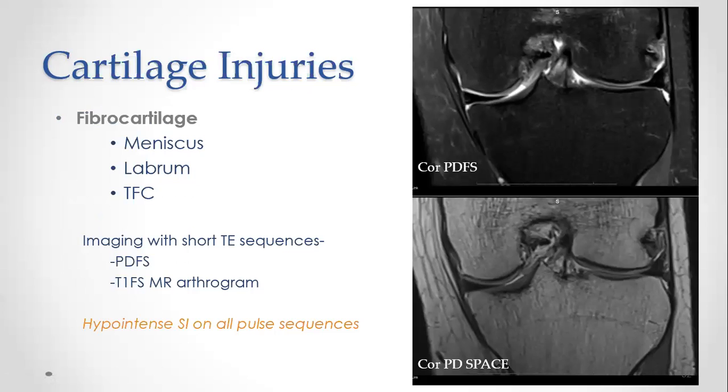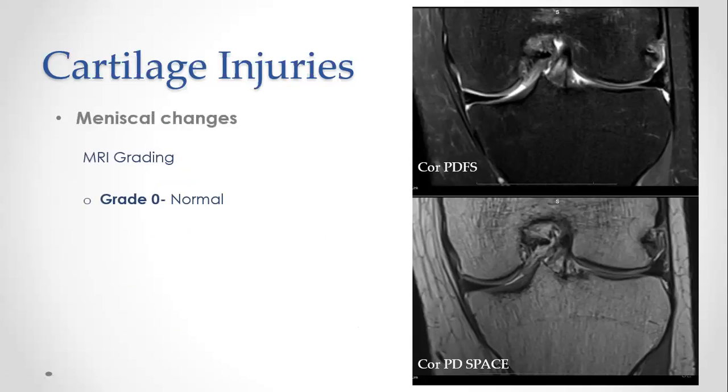Move on to fibrocartilage. So we have three types of tissue here: the meniscus, the labrum, the TFC. In terms of imaging, we always rely on a short TE sequence for imaging the fibrocartilage, and this would include PDFS or T1 fat saturated if you're using arthrographic technique. Fibrocartilage always appears hypointense on all the sequences.